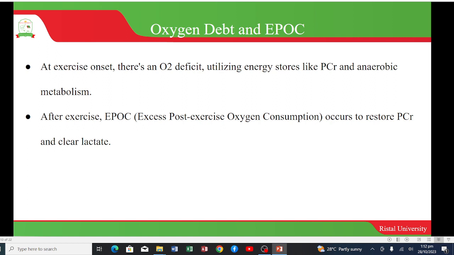The oxygen debt and EPOC. At exercise onset, there is an oxygen deficit, which utilizes energy stores like PCR, that is phosphocreatine, and anaerobic metabolism. After exercise, you find that EPOC, which is the excess post-exercise oxygen consumption, occurs to restore the PCR and clear the lactate.